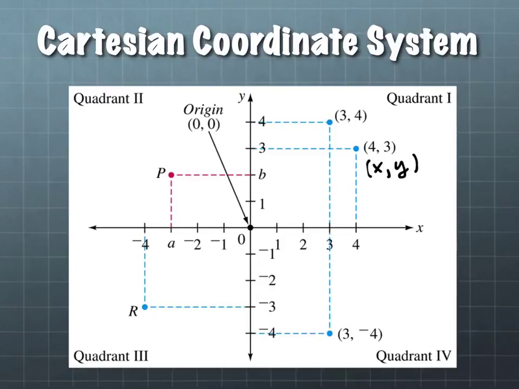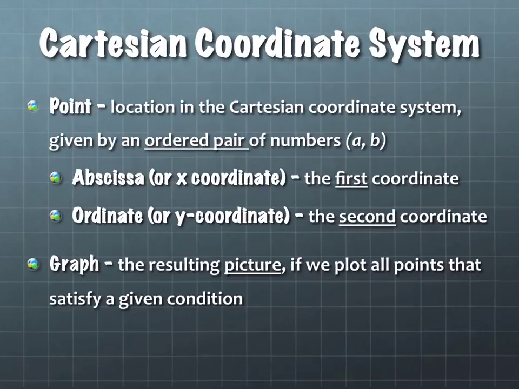I think that's about all we need to talk about from the picture point of view, and we're going to fill in a few details about it. All right, so a point is a location in the coordinate system given by the ordered pair of numbers (a, b). The x-coordinate is also called the abscissa. I don't think that's right, but I don't remember how to pronounce it. It's called the first coordinate. And then we've got our ordinate, which is our y-coordinate, our second coordinate.